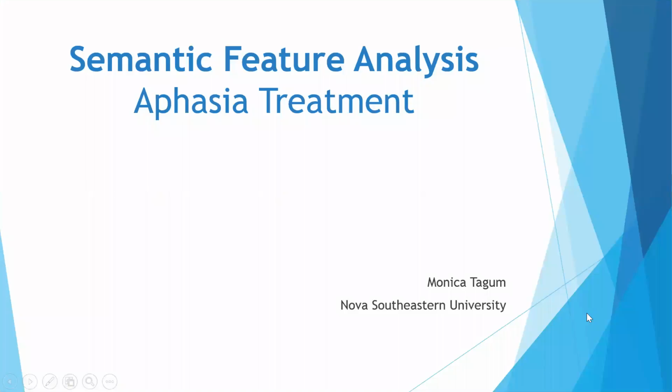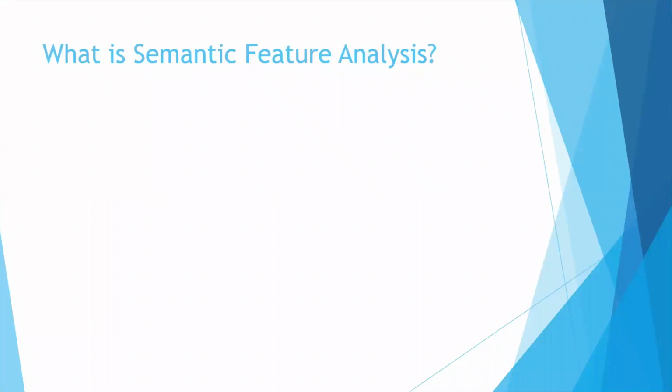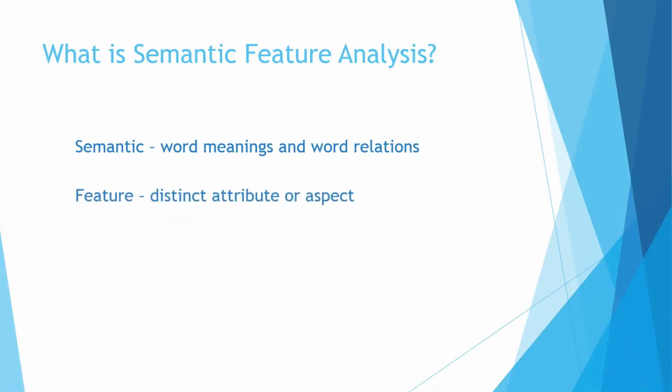Semantic feature analysis and its approach to the treatment of aphasia. What is semantic feature analysis? Semantic is word meaning and word relations, so the content of language, its vocabulary. Feature is a distinct attribute or aspect of a specific target vocabulary word. And analysis is the examination of the elements of these distinct features.